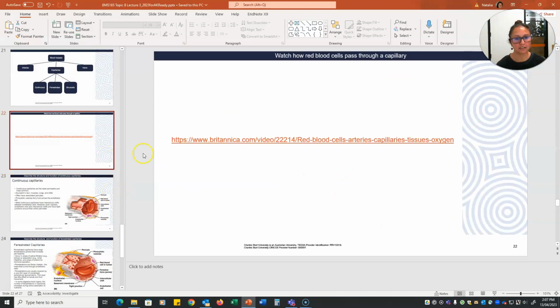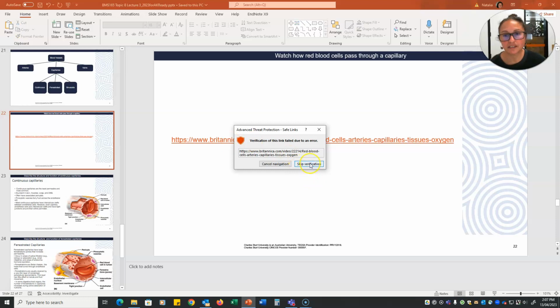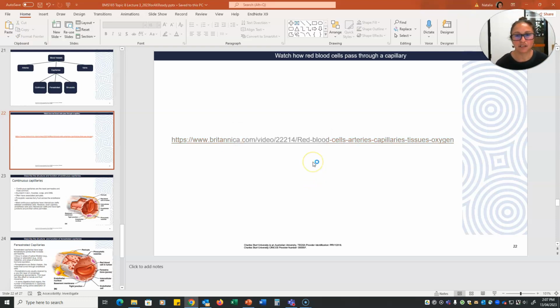There we go. I want to show you this little video of how red blood cells pass through the capillary, because the capillary is the business end of anatomy and physiology. It's the interaction between the blood and the cells.